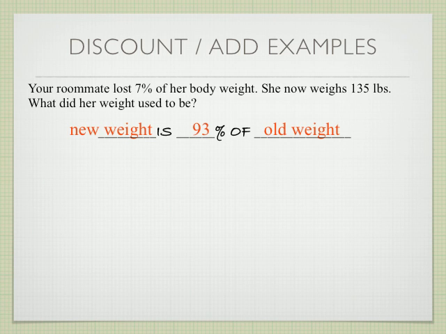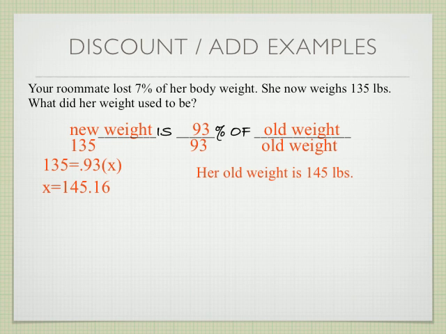It's a discount. We're discounting her old weight. Her new weight is 93% of her old weight. So 135 is 93% of her old weight. So we have 135 equals 0.93x. So x equals 145.16. So her old weight was 145 pounds.